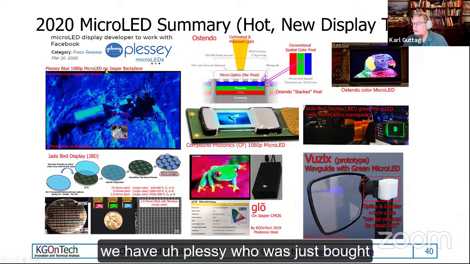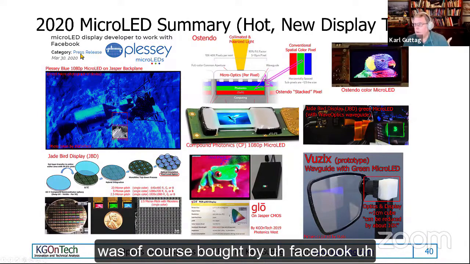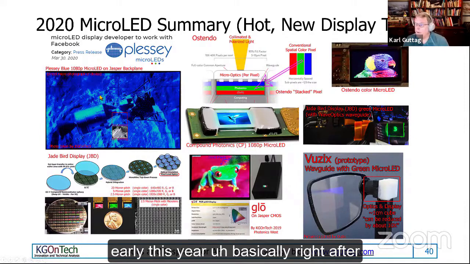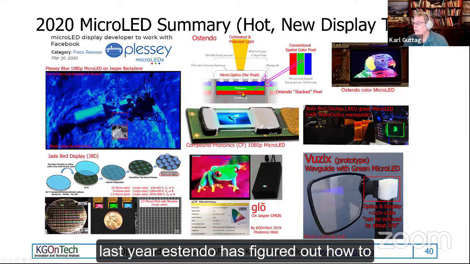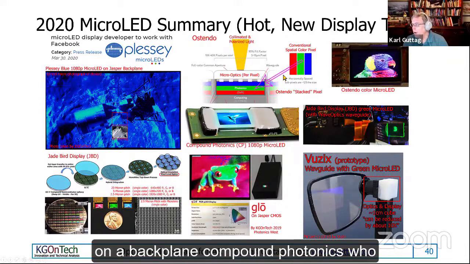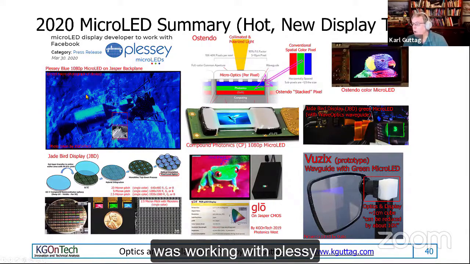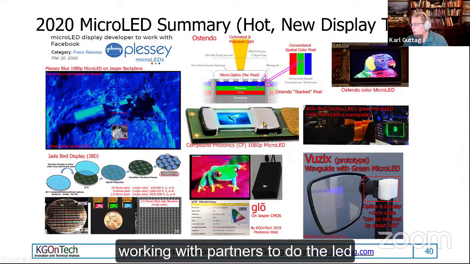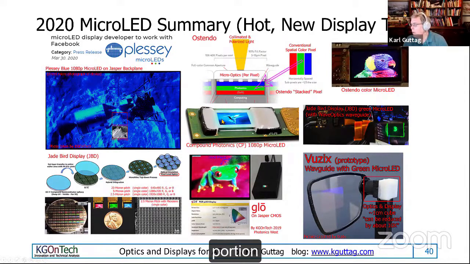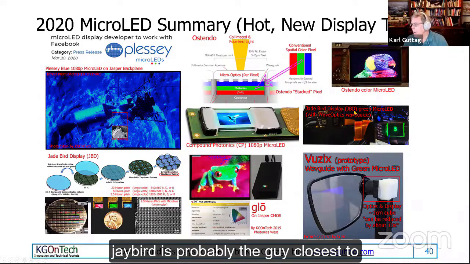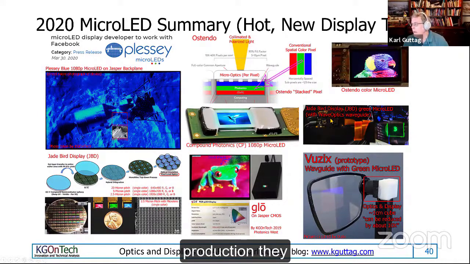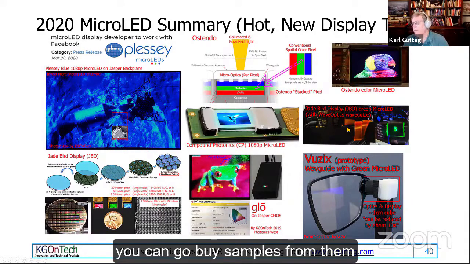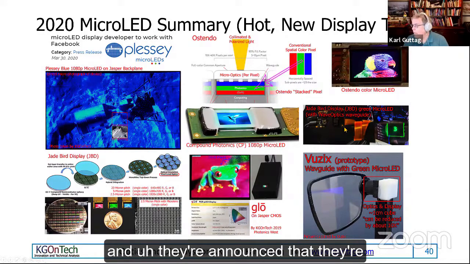We have Plessey, who was just bought. Plessey was, of course, bought by Facebook early this year, basically right after CES last year. Astendo has figured out how to do full color on a backplane. Compound Photonics, who was working with Plessey, has gone out on their own, and they're doing their own micro LED, working with partners to do the LED portion. Jade Bird is probably the closest to production. You can go buy samples from them, and they've announced that they're going to have samples in production later this year.